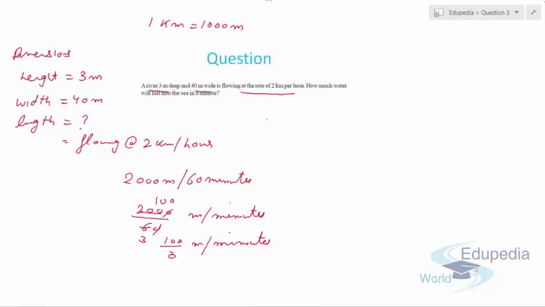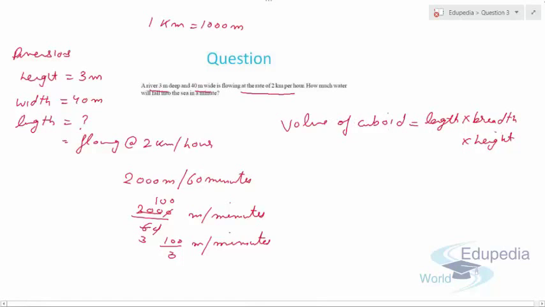So this is the length. Now we need to find how much water. So this means we need to find the volume. So we can say that the volume of a cuboid is length into breadth into height, and we'll use the volume of a cuboid. Why? Because the river is in the shape of a cuboid, because when you see the river like this, it's actually a kind of cuboid because it has a length, breadth and depth, right?